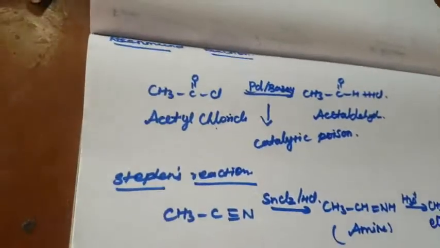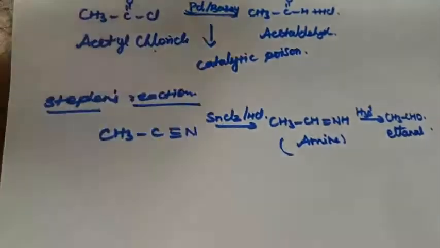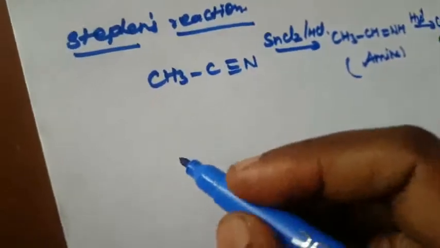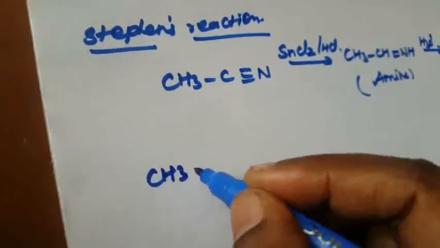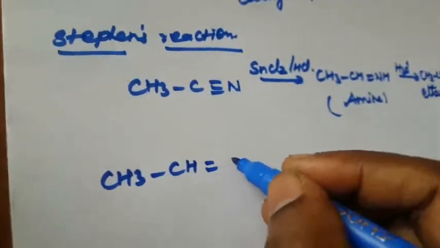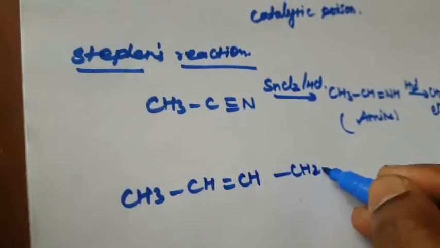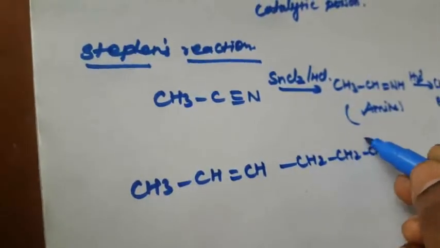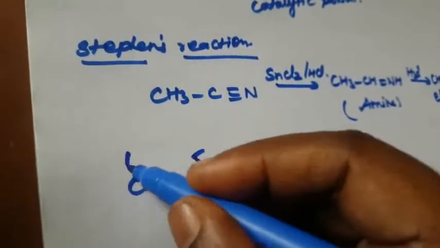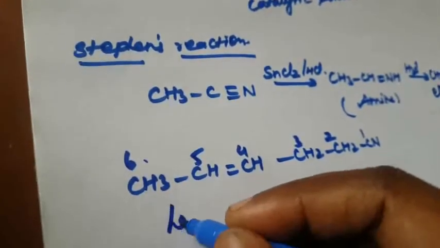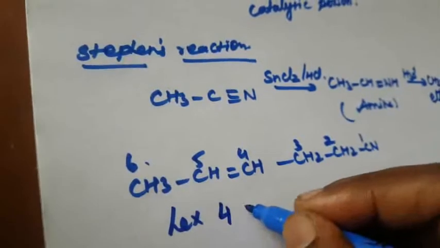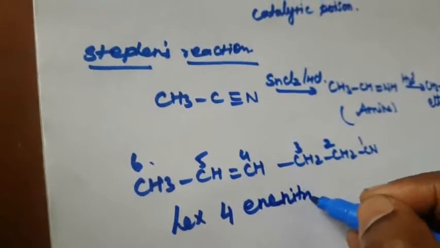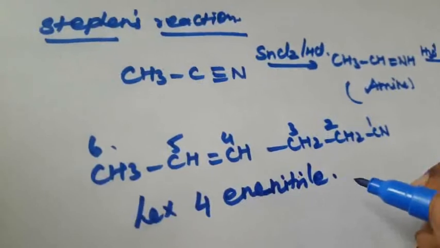Next one is the reduction of cyanide. Using this compound, how is the cyanide compound reduced? So again CH3 CH double bond CH CH2 CH2 CN. Okay, how many carbons are there in this compound? 1 2 3 4 5 6. Six carbons means the root word is hex. The fourth position contains a double bond, that is 4-ene. For the CN compound, how do we write the suffix? Nitrile. Okay, hex-4-enenitrile.